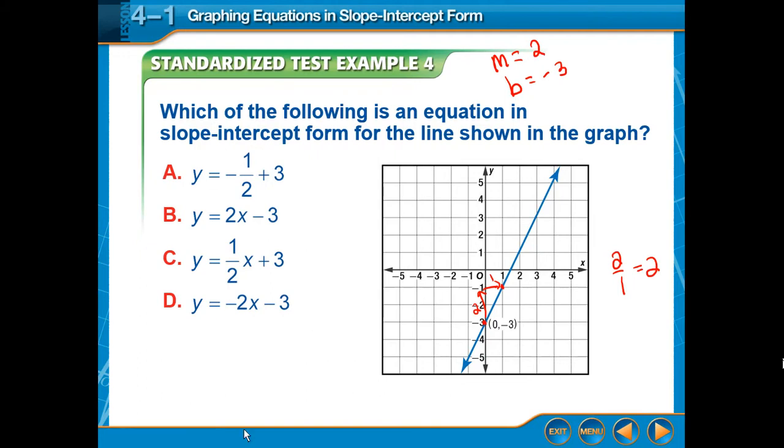So I just want to take those two things and plug them into y equals mx plus b. So 2 for m, so I have 2x, and -3 for b. So plus -3 is just -3. So y equals 2x minus 3 is going to be my answer. So b.